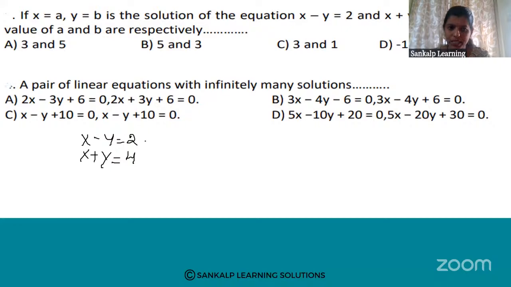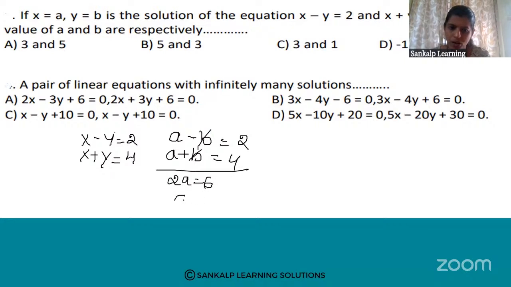If we replace x with a and y with b, we get a minus b is equal to 2 and a plus b is equal to 4. Here also b and b will get cancelled. a plus a is 2a is equal to 6. a is equal to 6 divided by 2. That means the value of a is 3 here.